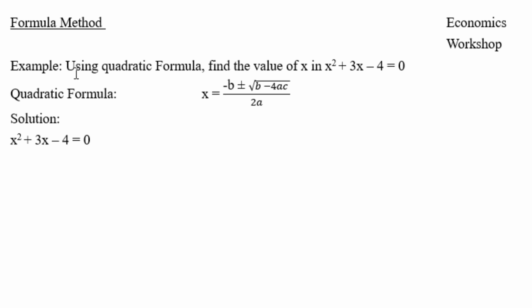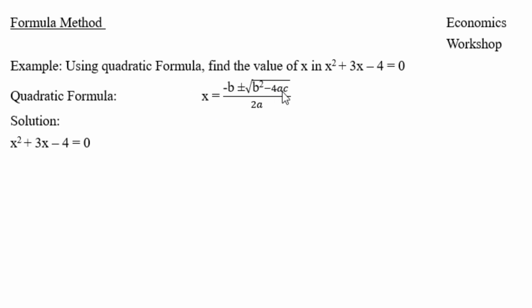Formula method. Using quadratic formula, find the value of x in x squared plus 3x minus 4 equals 0. The quadratic formula is x equals minus b plus or minus root b squared minus 4ac, divided by 2a. So this is the quadratic formula.